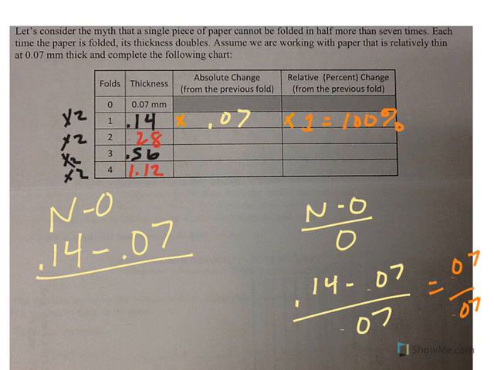I want you to go ahead and hit pause, finish the rest of the table, and then come back and check to make sure that your answers match mine. All right, so you can see the absolute changes each time, but the relative change is always 100%. So we have 100% change.